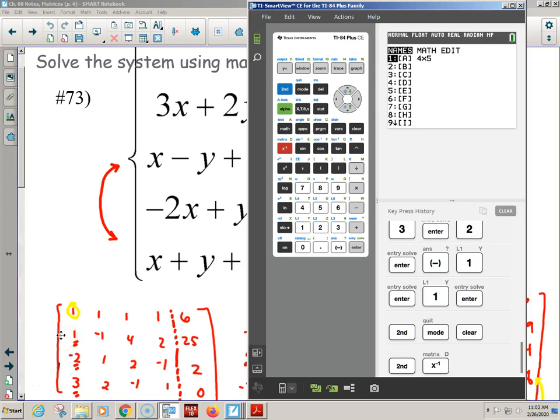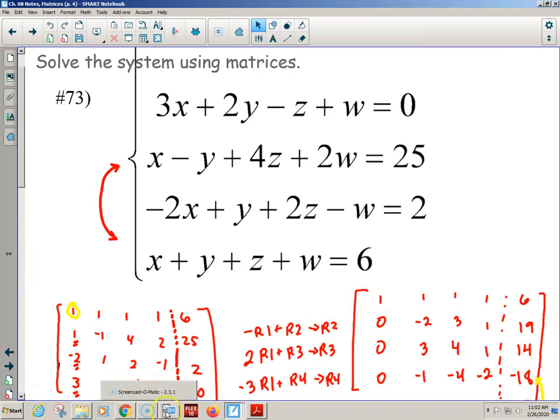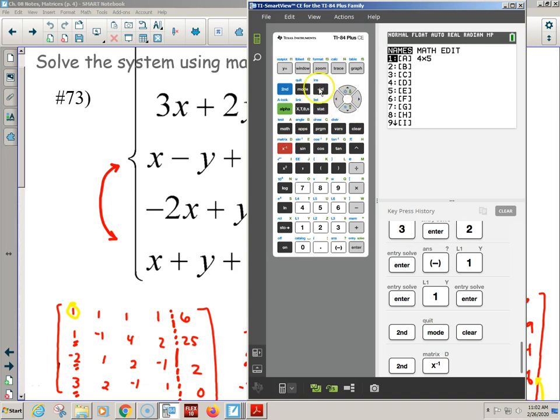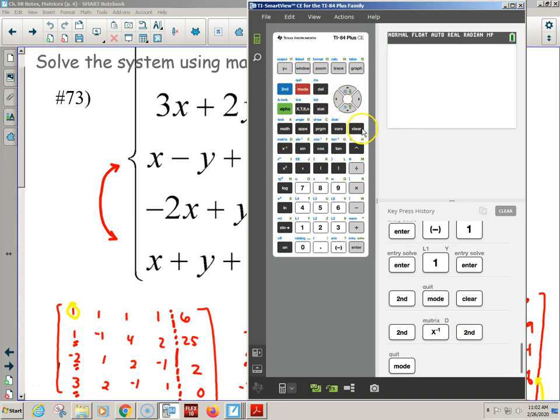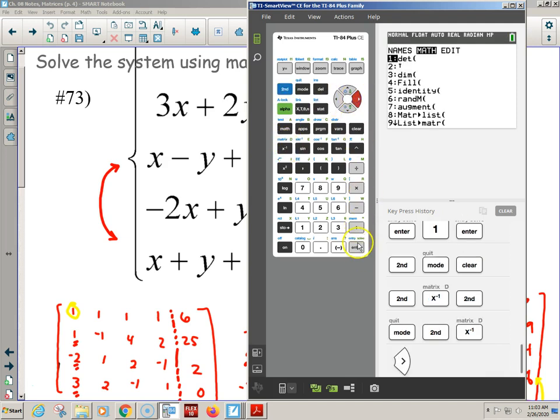System, and to check my system, they've eventually remembered RREF. They remembered where to find it, and where did you find it? Second, inverse, math, and then we need, oh, it's all the way down. Sorry, there's way more than I expected. There we go, B. But wait a minute, don't you have to put something into it?